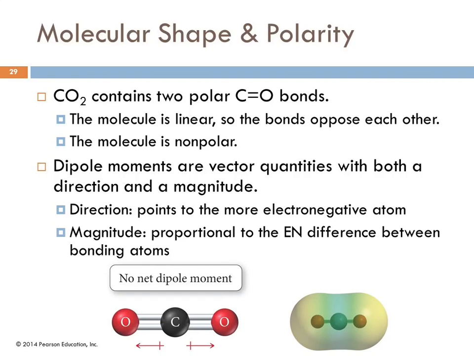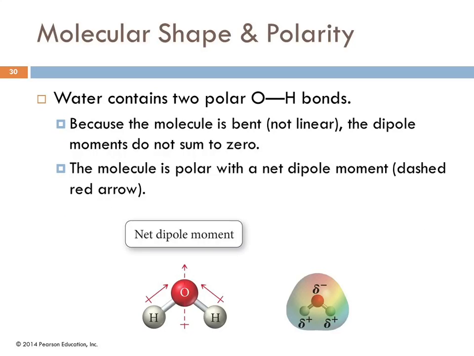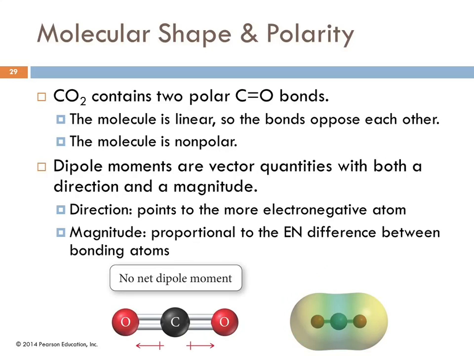And the direction for these dipole moments is going to point toward the more electronegative atom. The magnitude of that will depend on the electronegativity difference between the bonding atoms. If the difference between oxygen and carbon is large in electronegativity, then the magnitude of this dipole moment will be great. If the difference is small, the magnitude of that will be small. Let's go back to this one.